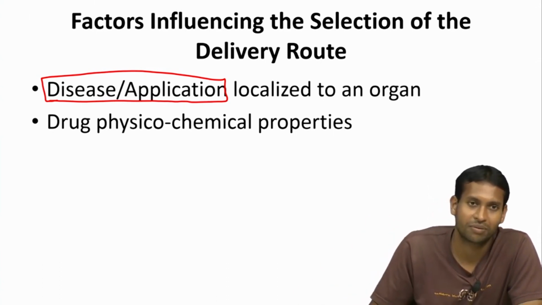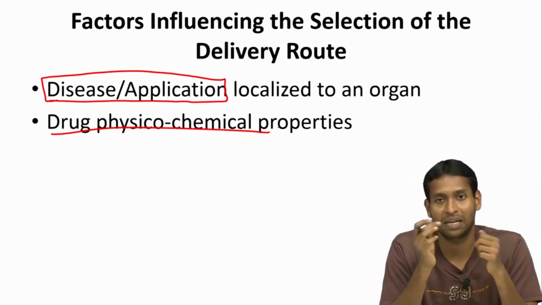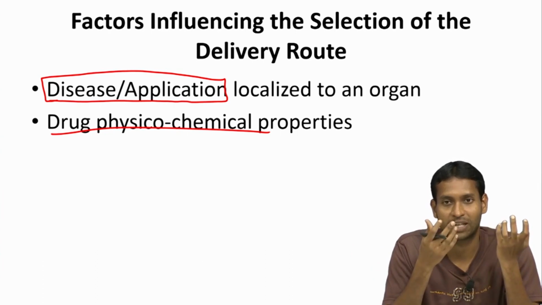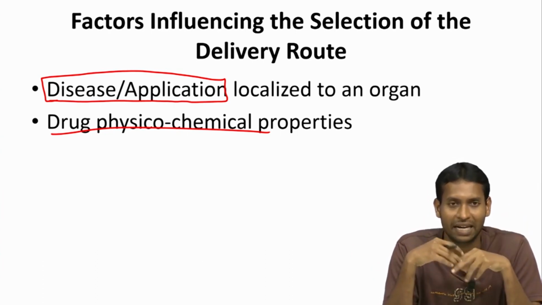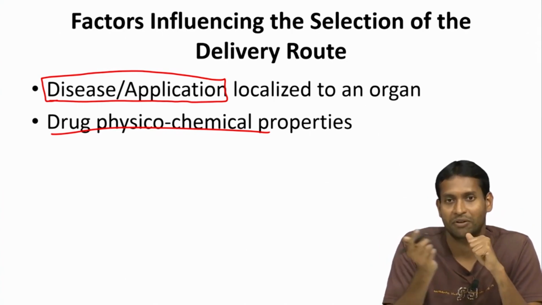And similarly, the drug's physical and chemical properties become important. If the drug is insoluble at a pH of 2 to 5, which is what it is going to experience when you take it orally, again there is really no point in taking the drug orally, because most of it is going to precipitate out.